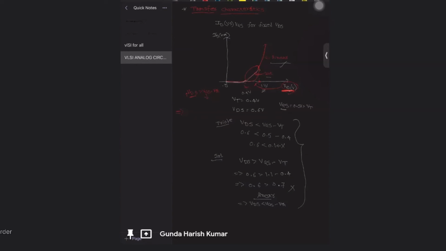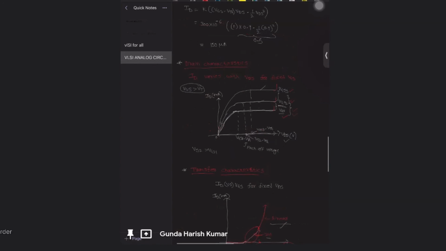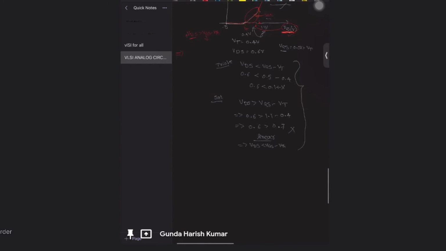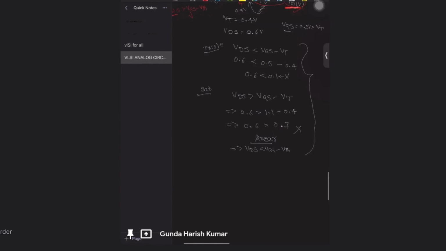In the linear region, it has more current here because VGS is more, you can say above 1.1. In saturation it is lesser because VGS is small. But generally, saturation has more current.